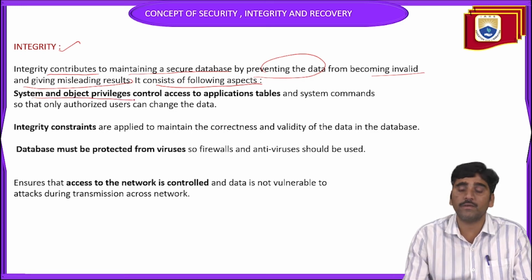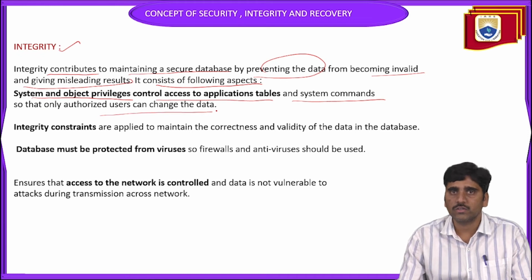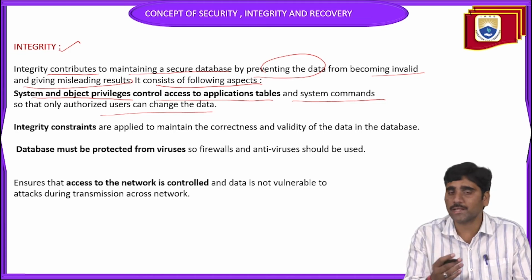System and object privileges control access to application tables and system commands, so that only authorized users can change the data. So we have to maintain the privileges on the system, on tables, or on objects of any database. We have to keep all the permissions and privileges to access that particular system, that particular object, and those application tables from the database.